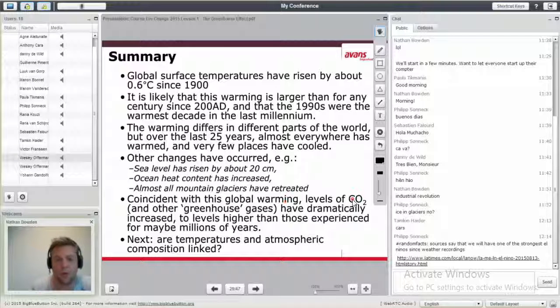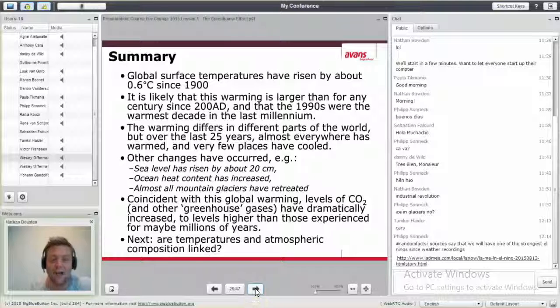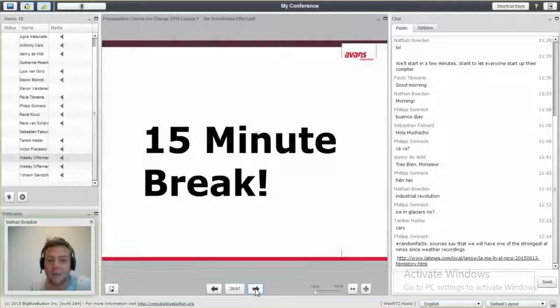So levels of CO2 have dramatically increased, and now the question is, are temperatures and the atmosphere's composition linked, and we'll be getting to that. I'm going to save that for the next half of the class. We'll take a 15-minute break. Let me pause some stuff.